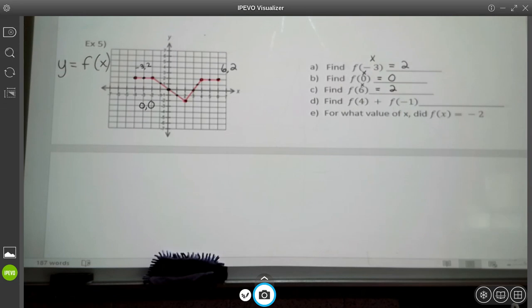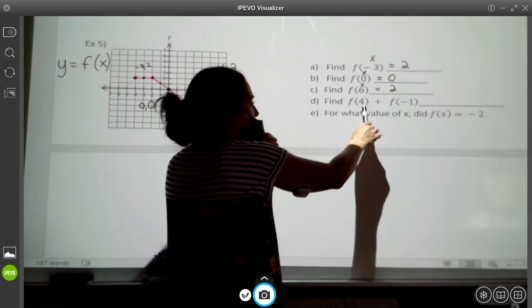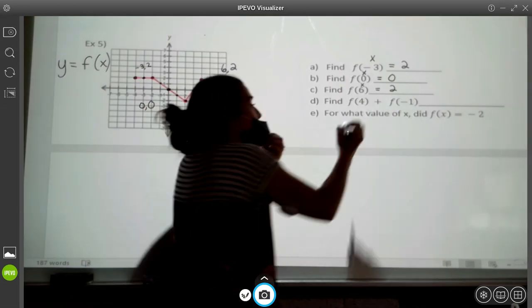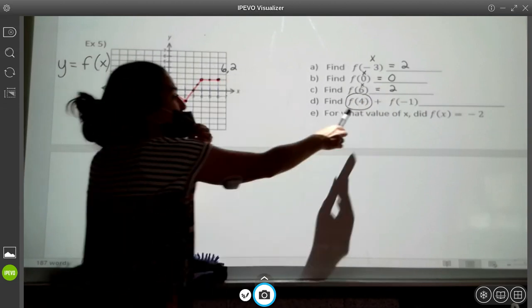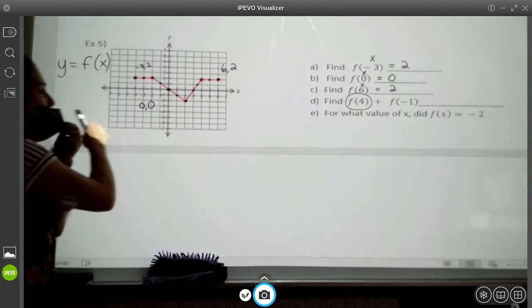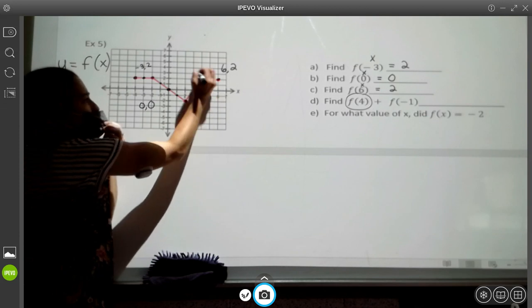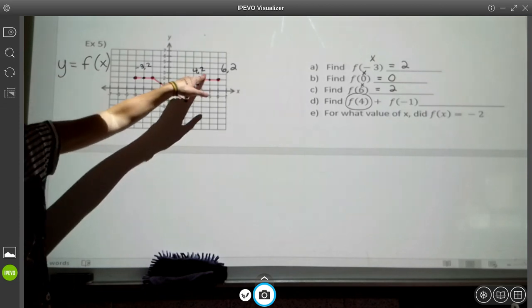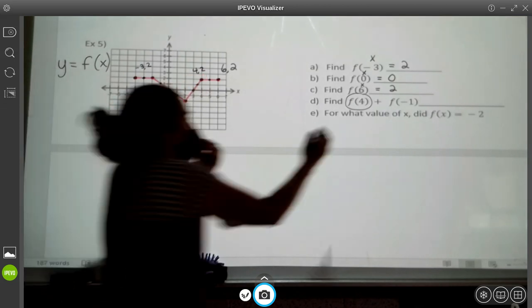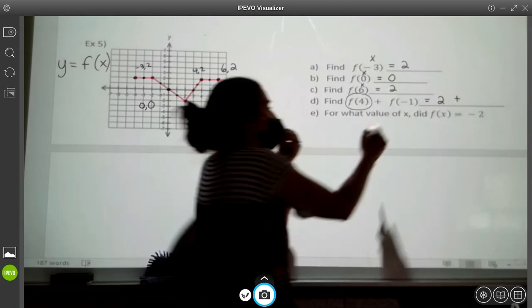All right, now look at the next one. The next one says, find f of 4 plus f of -1. First, we have to get a number for f of 4. So when you plug 4 into function f, what number comes out? Here's x is 4. There's the ordered pair. What comes out when 4 goes in? 2. So it's 2, and then we're going to add it with f of -1.